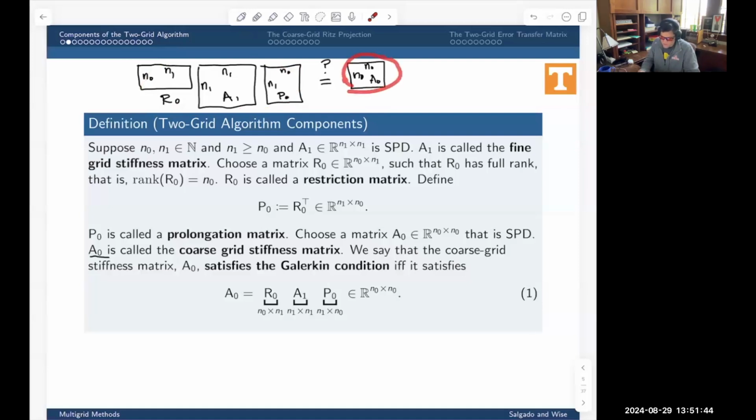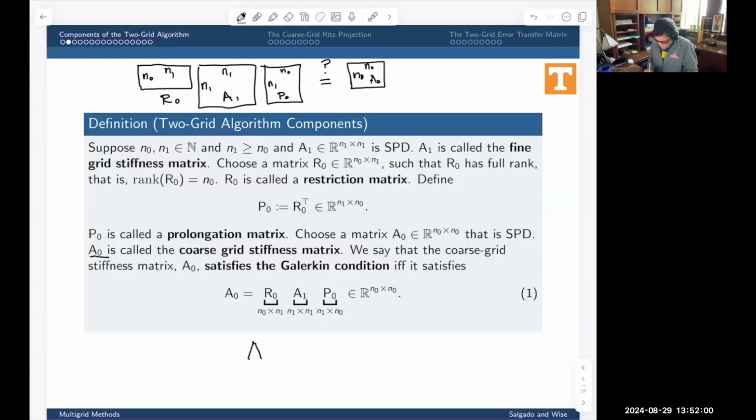And this guy is a symmetric positive definite matrix. If this one equals this product, then we just say that these are related through what's called the Galerkin condition. The Galerkin condition. So for now, that's just a definition for you to put in your back pocket.